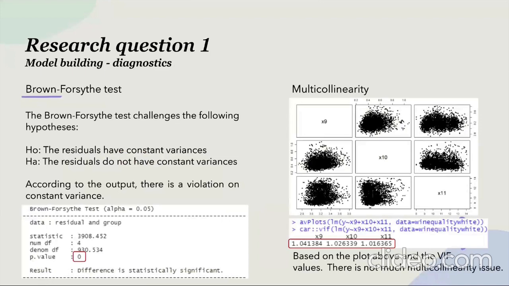So next, we did the Brown-Forsythe test. This test challenges the following hypothesis. The null hypothesis states that the residuals have constant variances. The alternative hypothesis says that the residuals do not have constant variances. According to the output below, there is a violation of constant variance. And for the multicollinearity, we also did the VIF test. Based on the plot above and the VIF values, there is not much multicollinearity issue.